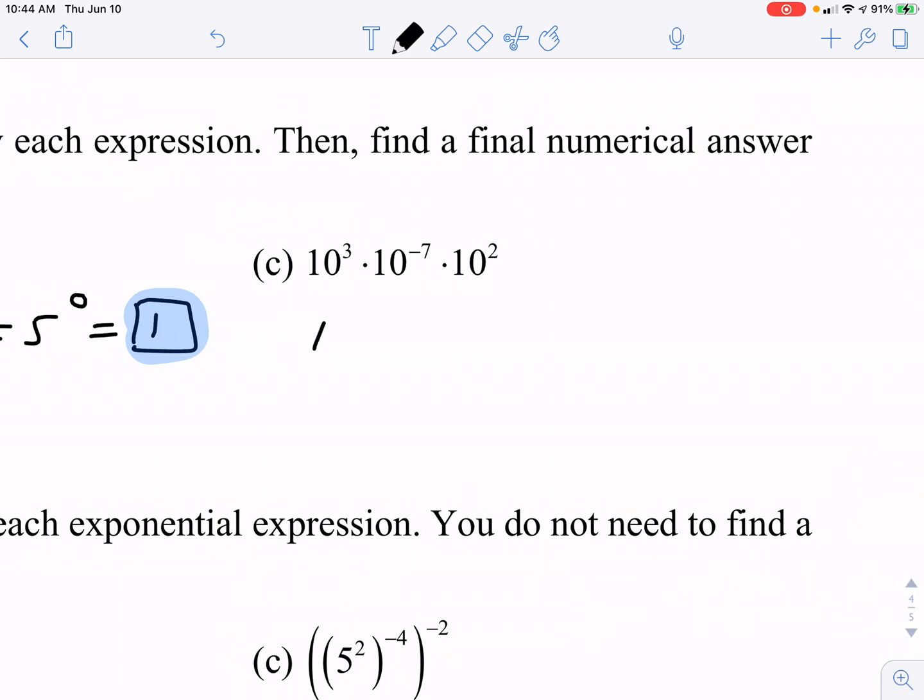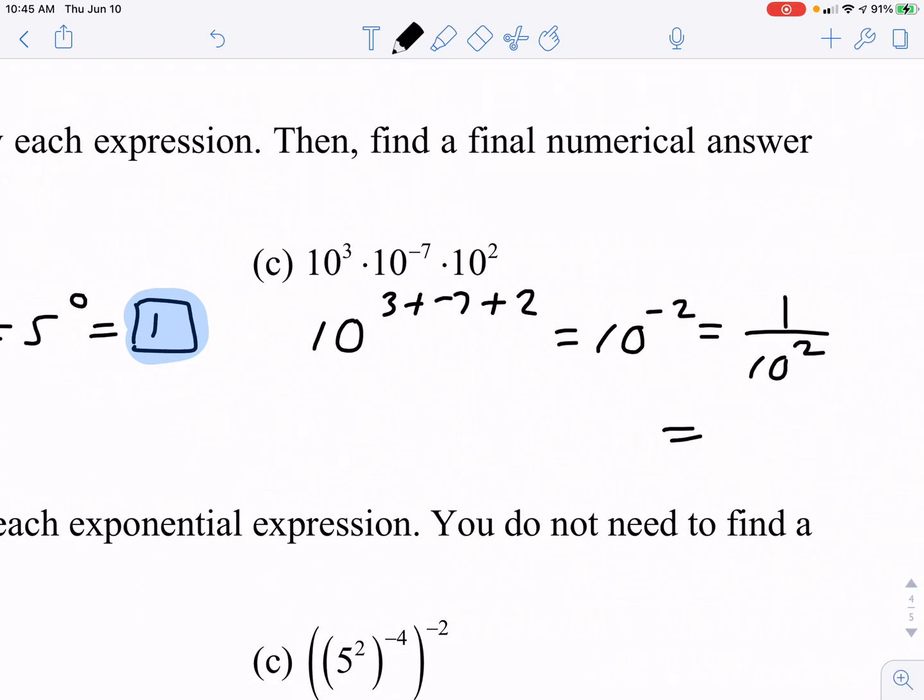Letter C, we have 10 to the 3 plus negative 7 plus 2. This would be 10 to the 3 plus negative 7 is negative 4. Negative 4 plus 2 is negative 2. Well, 10 to the negative 2 is 1 over 10 to the positive 2, which is 1 over 100.